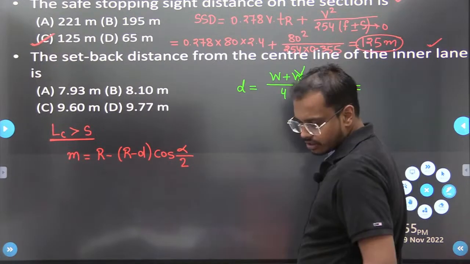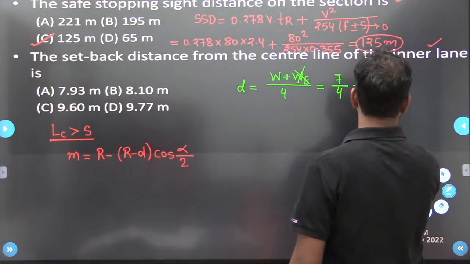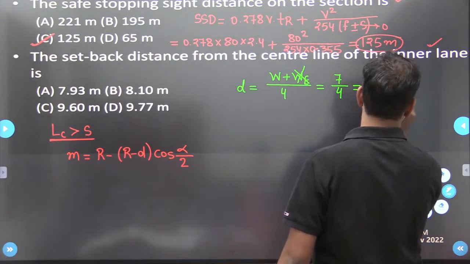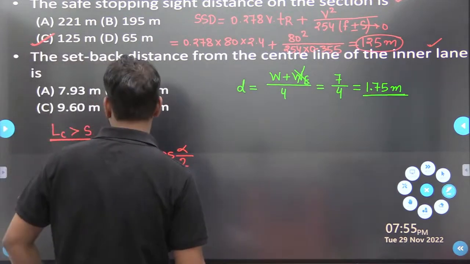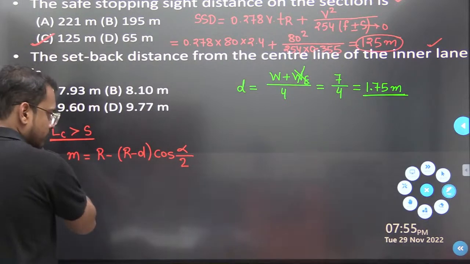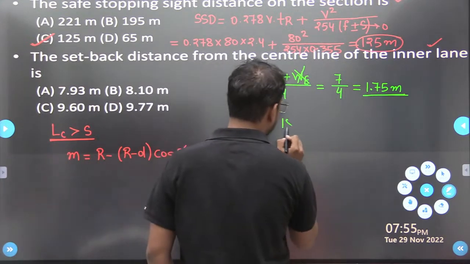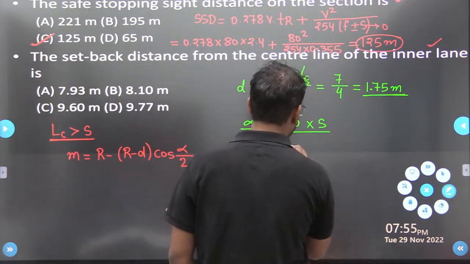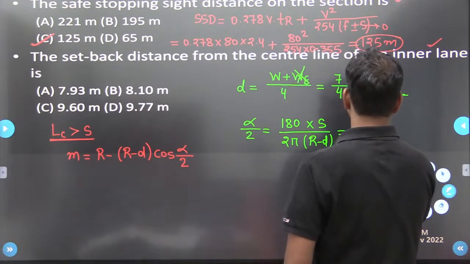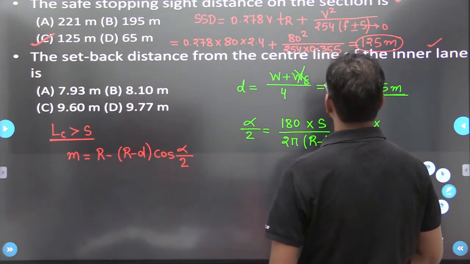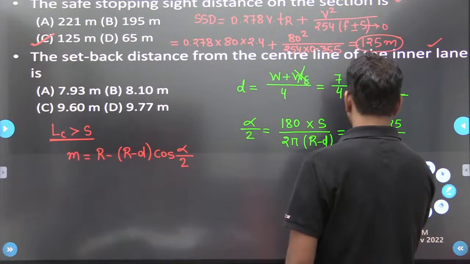7 upon 4, what is the value of d? 7 upon 4 is equal to 1.75 meter. The value of small d is 1.75 meter. Now, what is the value of alpha by 2? Alpha by 2 is equal to 180 multiplied by S divided by 2 pi (R minus d). Now you put the value: 180 multiplied by S, and the value of stopping sight distance is 125 meter, divided by 2 pi (R minus d).